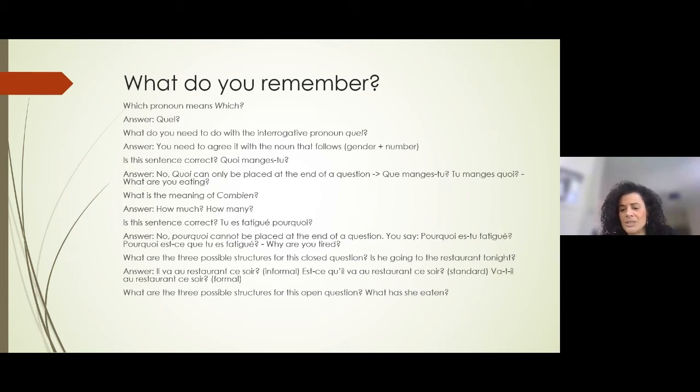Let's do one with open question. What has she eaten? So one of the three possible structures for this. I'll give you one. Okay, donc, what has she eaten? Qu'est-ce qu'elle a mangé? So I've done the standard there. D'accord? Qu'est-ce qu'elle a mangé?